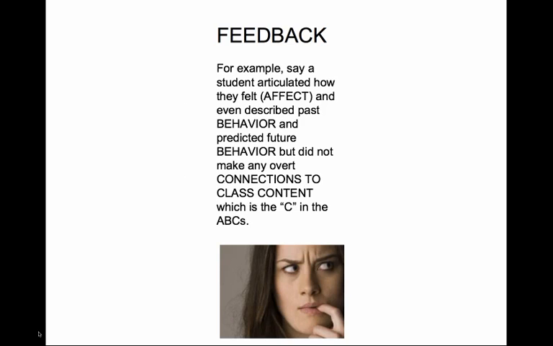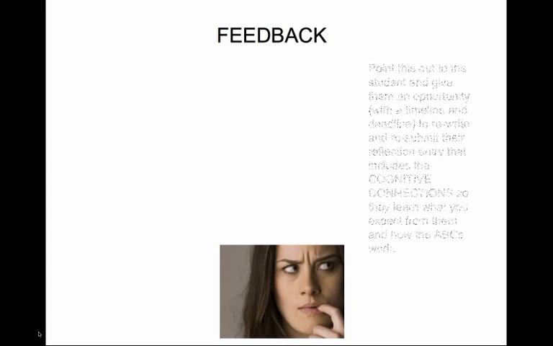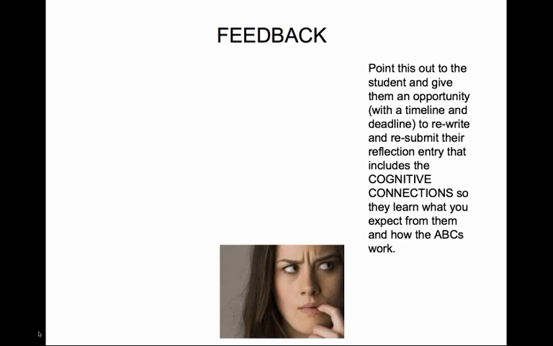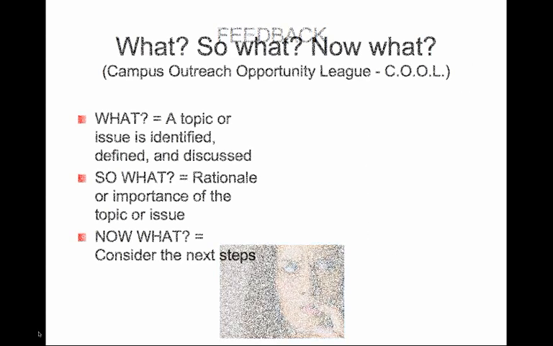Here's an example. Say a student articulated how they felt and even described past behavior and predicted future behavior, but they did not make any overt connections to class content, which is the C in the ABCs. Point this out to the student. Give them an opportunity, with a timeline and deadline, to rewrite and resubmit their reflection entry that includes the cognitive connections, so they learn what you expect from them and how the ABCs work.